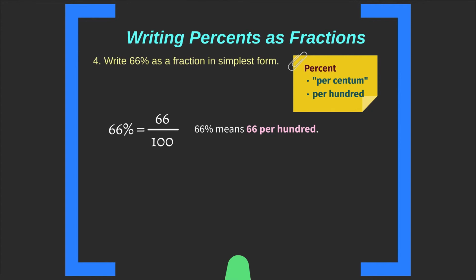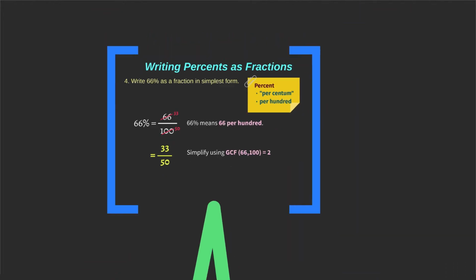But this fraction is not yet in its simplest form. We need an answer which is in simplest form. To simplify the fraction, we need to know the GCF of the numerator and denominator. The greatest common factor of 66 and 100 is 2. Then, divide the numerator and denominator by 2. Doing so will result in 33 over 50. Thus, 66% is equal to 33 over 50. And that was pretty easy.